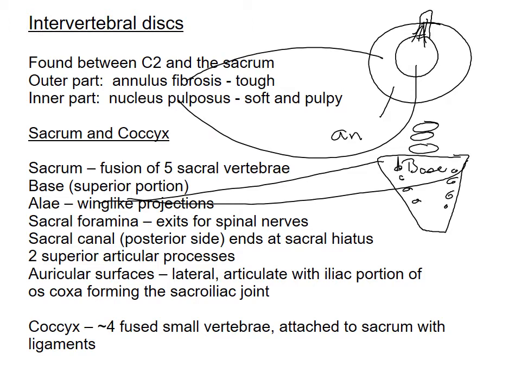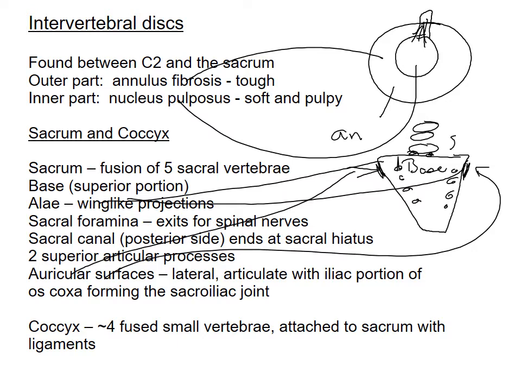And then there's 2 superior articular processes here and here, where the vertebrae sit on top of that. And then on the sides here and here are called the auricular surfaces. And those articulate with the iliac portion of the pelvis, the os coxa. So this is the sacrum, and it articulates with the ilium. There's an ilium coming around here. So that's the ilium.